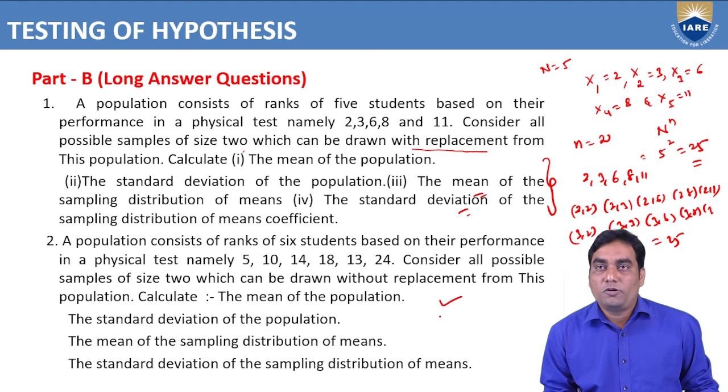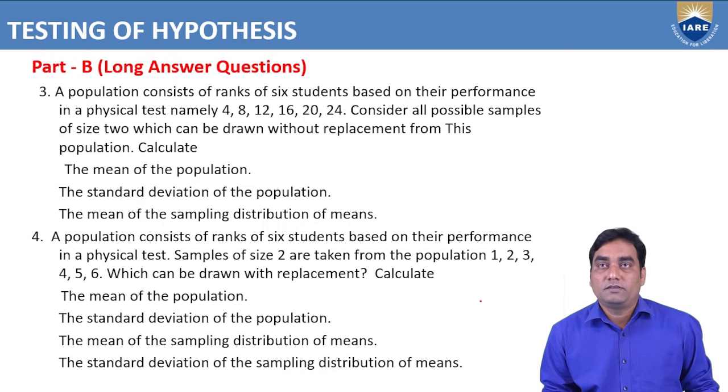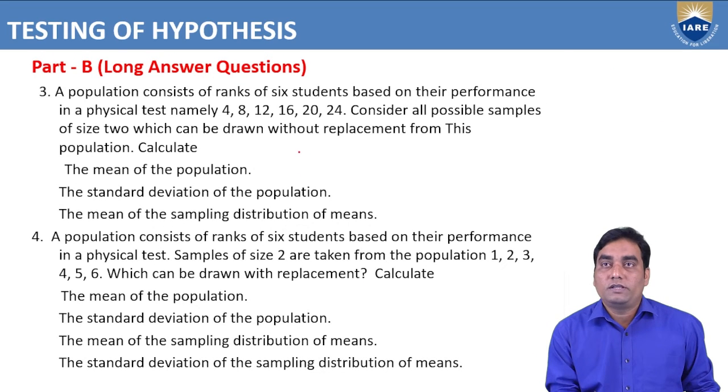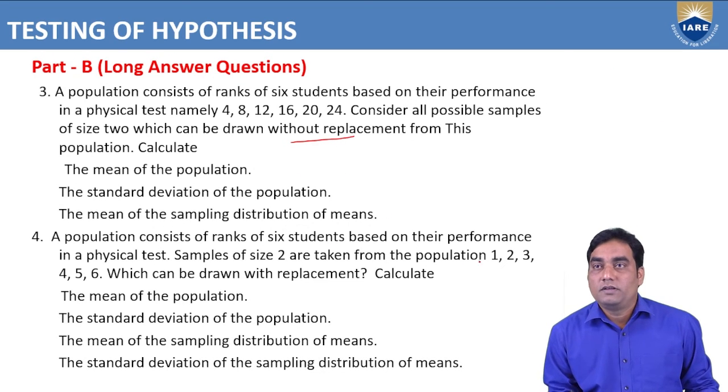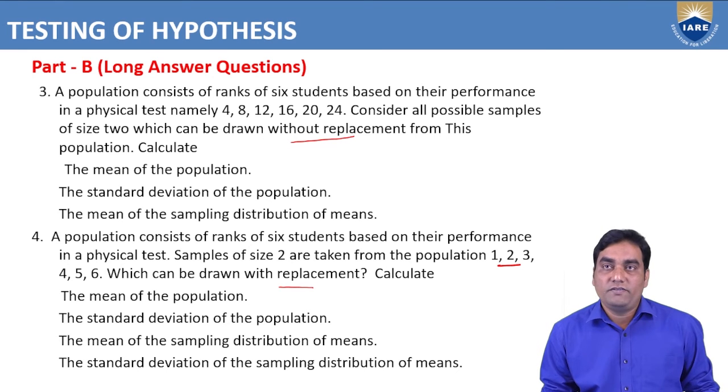The same type of problem is here also. Here, without replacement, a total of 6 are there. How many samples? 2. So 6C2, 15 samples we can draw from this problem without replacement. Here also without replacement, 15 samples. Here 1, 2, 3 with replacement, which can be drawn with replacement. Like that we can find out the mean, variance and standard deviation of the population. Similarly, the mean, variance and standard deviation of the sampling distribution.